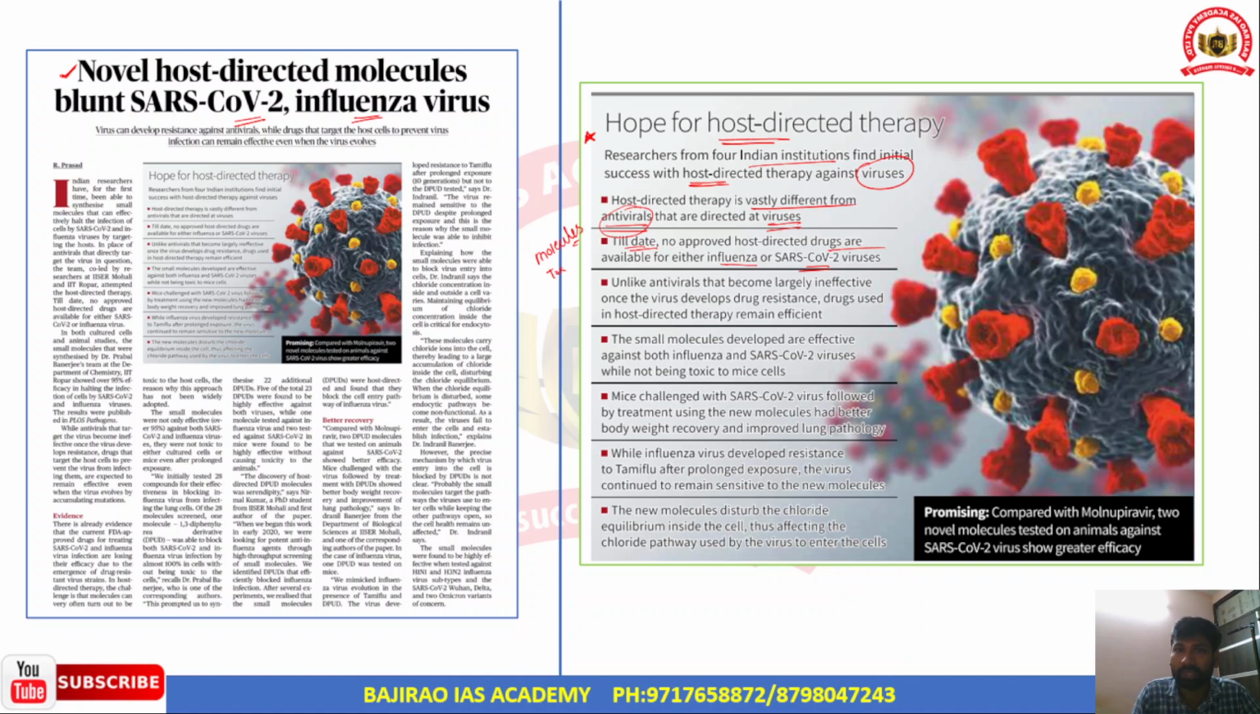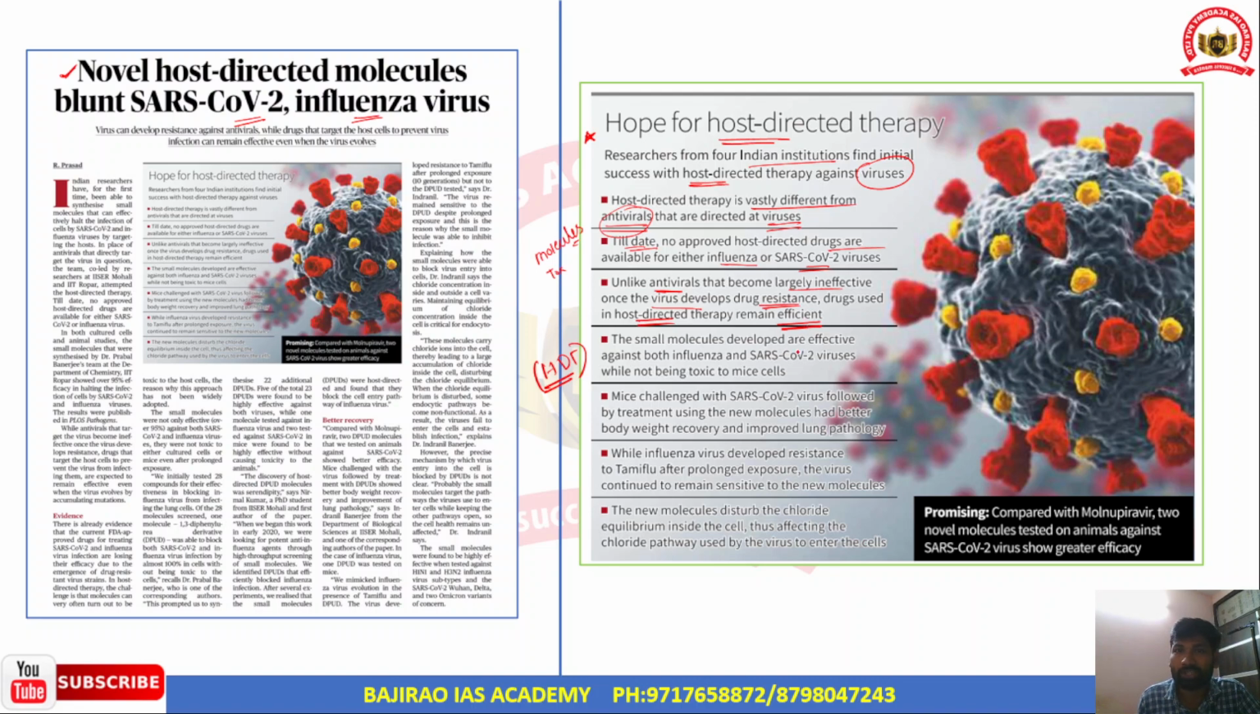Because of this reason, there are no approved host directed drugs. However, unlike the antivirals, which focus on pathogens and become largely ineffective once the virus develops drug resistance, drugs used in host directed therapy, this is HDT, okay, HDT is host directed therapy. Host directed therapy remains efficient for a larger period of time.